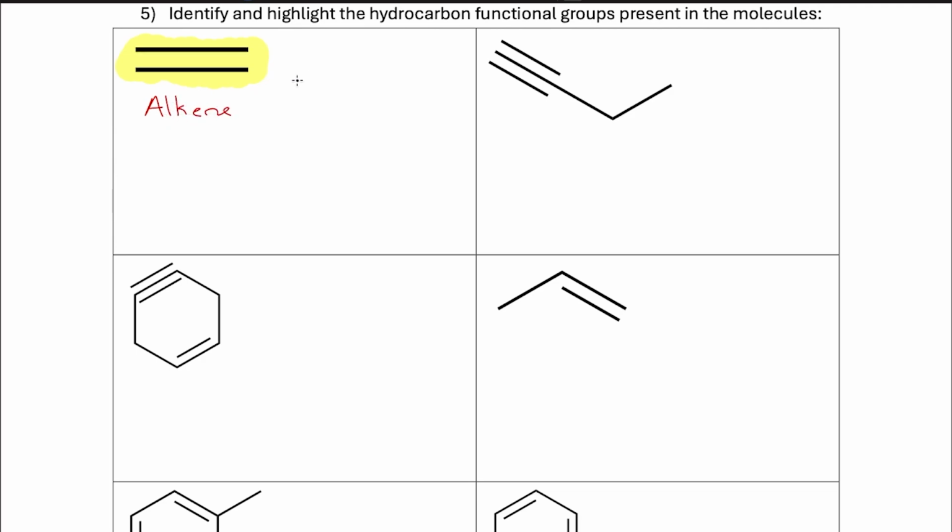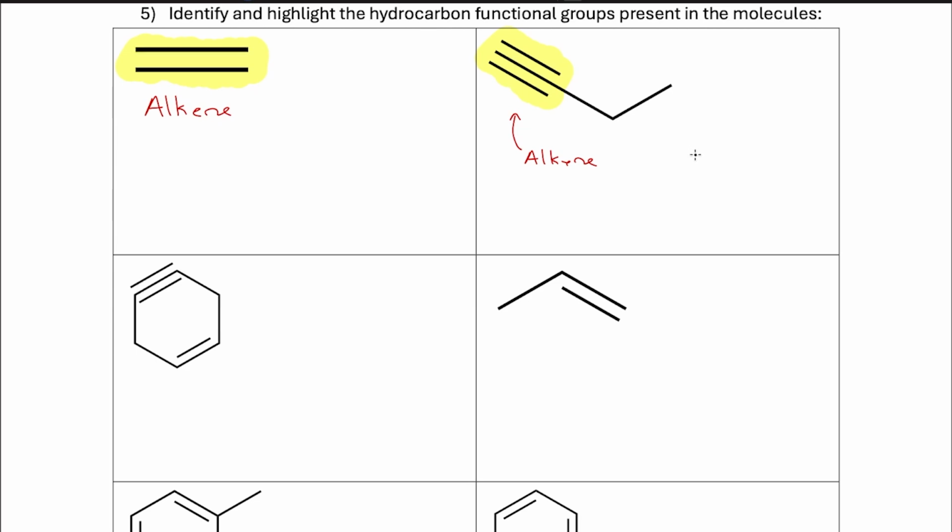This is the alkene functional group. In the next problem, we have this triple bond, which is our hydrocarbon functional group, meaning that this triple bond is our alkyne hydrocarbon functional group. And so I really want to remind you guys, why did I not highlight these single bonds?